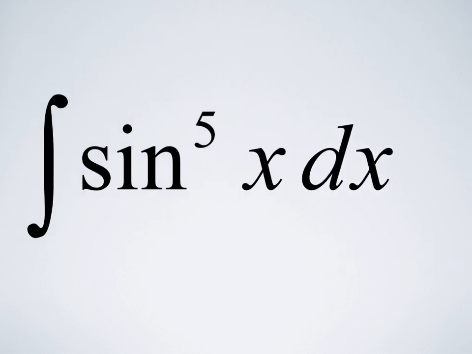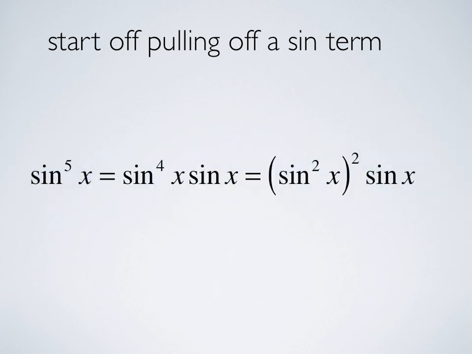So let's try something a little bit more challenging. This time we have the integral of sine to the 5th of x dx. To do an integral like this, we start by pulling off one of the sine terms. Sine 5th of x equals sine 4th of x times sine of x, which is sine squared of x, squared, times sine of x. So whenever you see sine raised to an odd power, peel off a sine term and then try to get sine squared of x raised to some power.